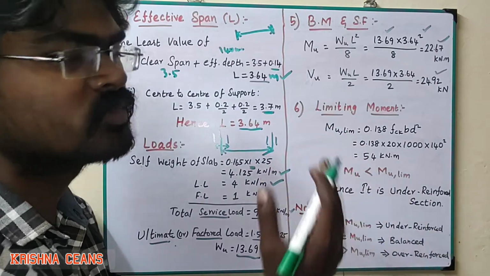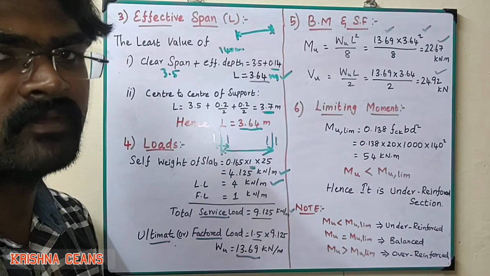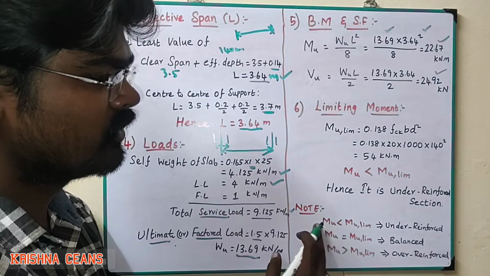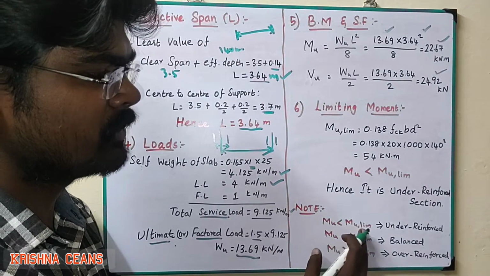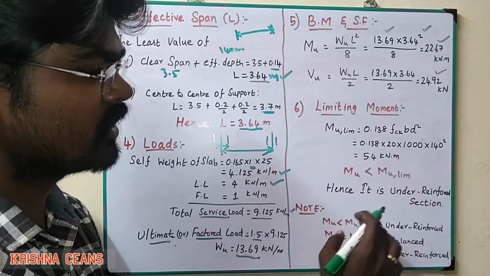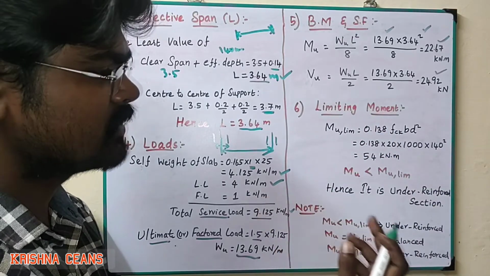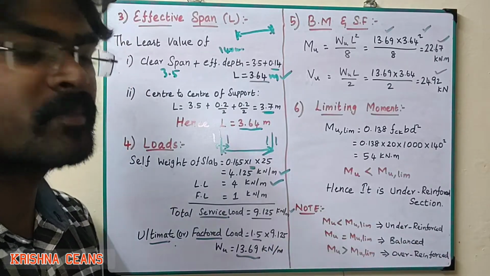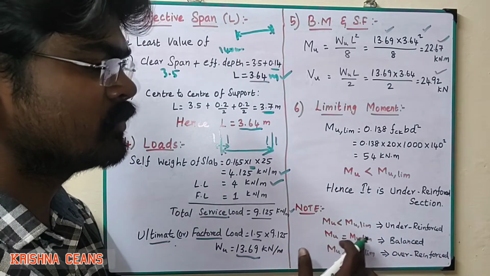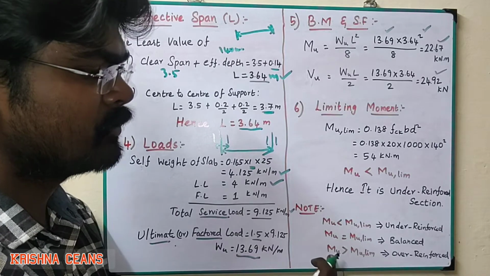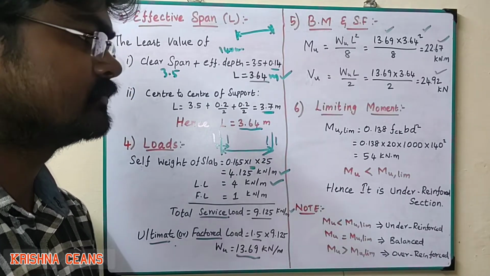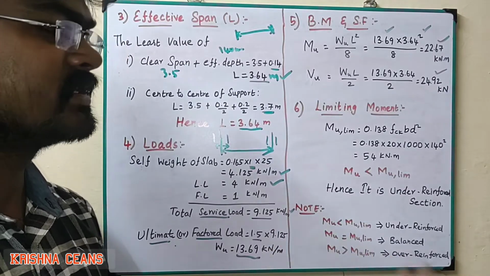So next we have to check whether it is an under reinforced or over reinforced or balanced section. For that, the condition is Mu. If Mu is less than Mu limit, we are finding the Mu limit. So if Mu is less than Mu limit, it means under reinforced, that is an economical one. If Mu is equal to Mu limit, it means balanced. Then Mu greater than the Mu limit is over reinforced. So it is an uneconomical design. So we have to redesign if it comes.